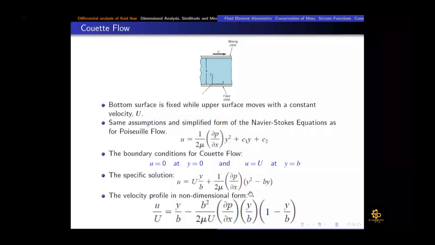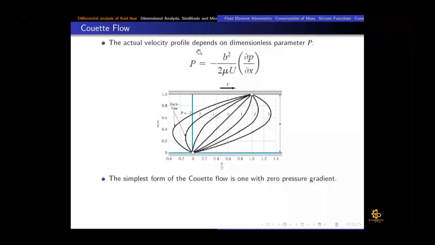So this parameter, b squared over mu U into partial p by partial x, determines what the velocity profile is here. The simplest case is that this parameter is zero, when there is no pressure gradient within that plate. It means that the flow is only happening due to the motion of the upper plate. There is no pressure drop between these two plates. The flow is only happening due to the movement of that plate. So that is the simplest case. So this parameter, as I told you, defines what would be the profile.